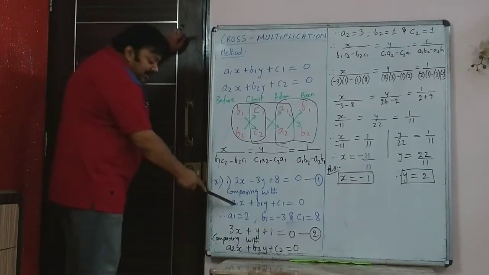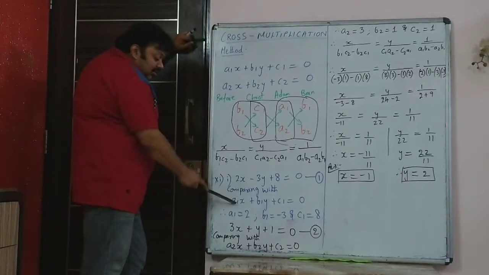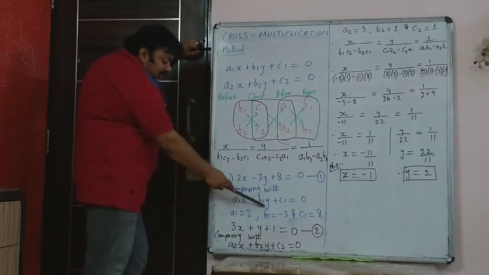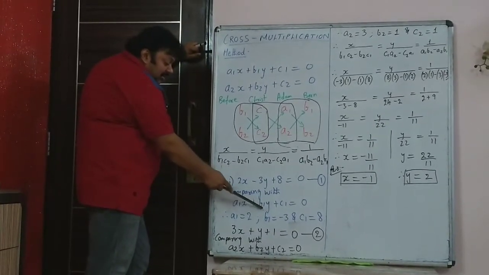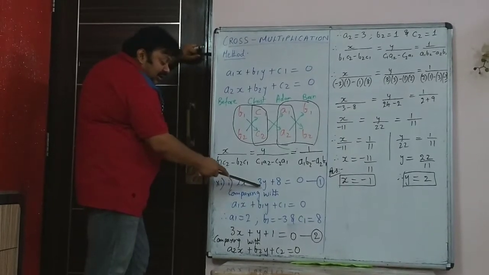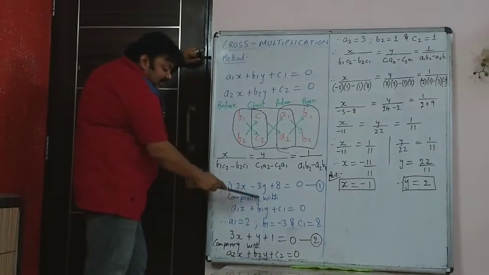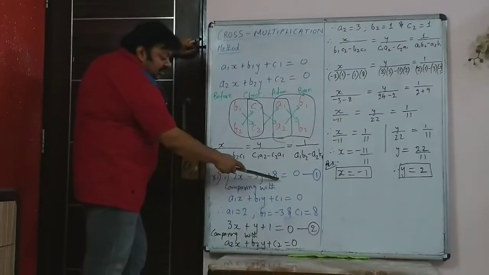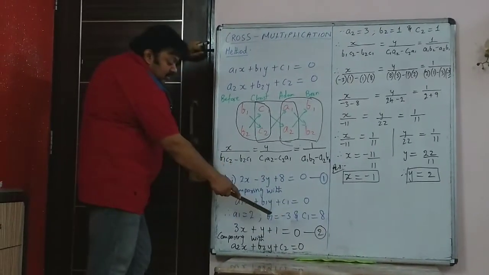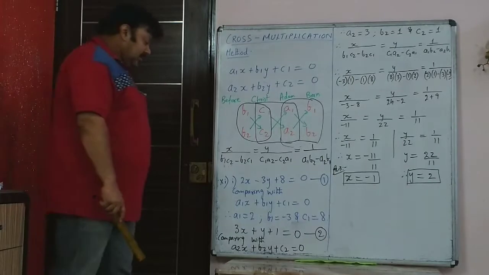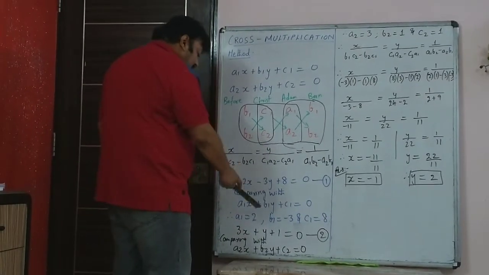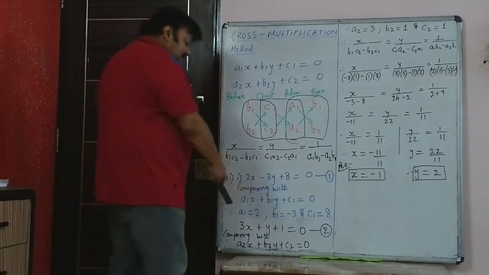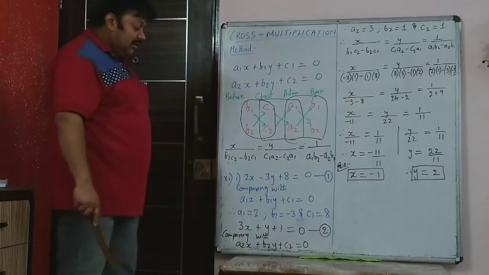Now you have to compare the x terms, so you will get a1 is equal to 2. The y terms you compare: before y here it is plus b1, and here in front of y is minus 3. So you will get b1 is equal to minus 3. And the last constant term is 8, and here it is c1, so c1 is equal to 8. So a1 is equal to 2, b1 is equal to minus 3, and c1 is equal to 8. That is how you write a1, b1, c1. I hope you are clear.